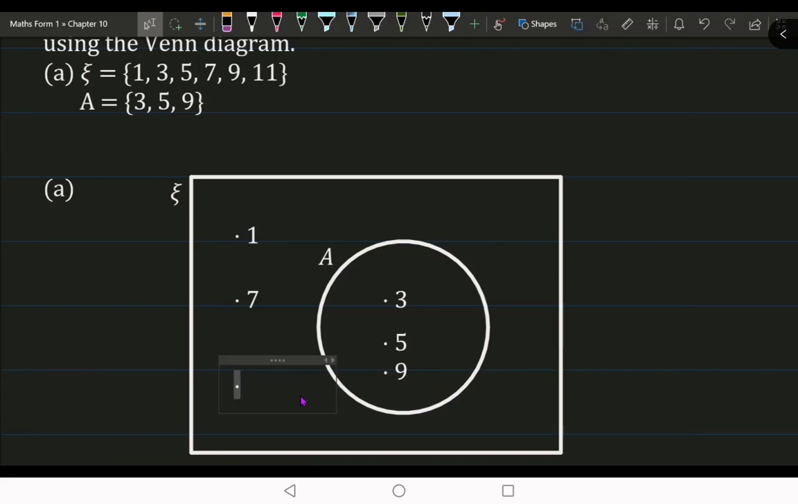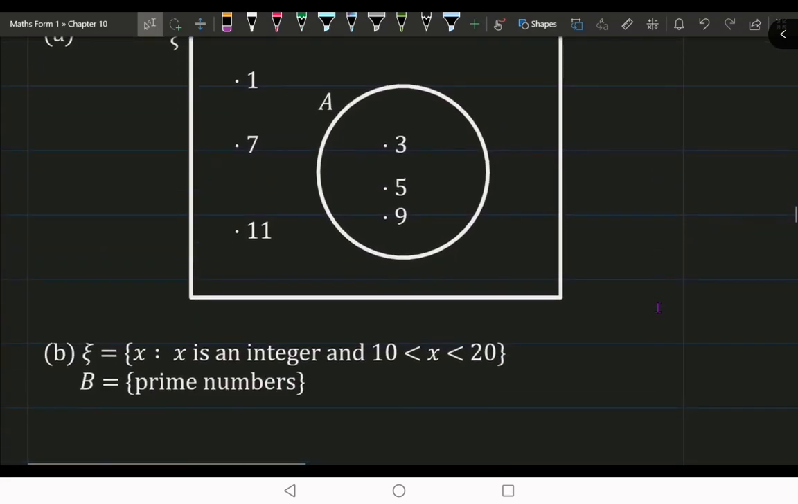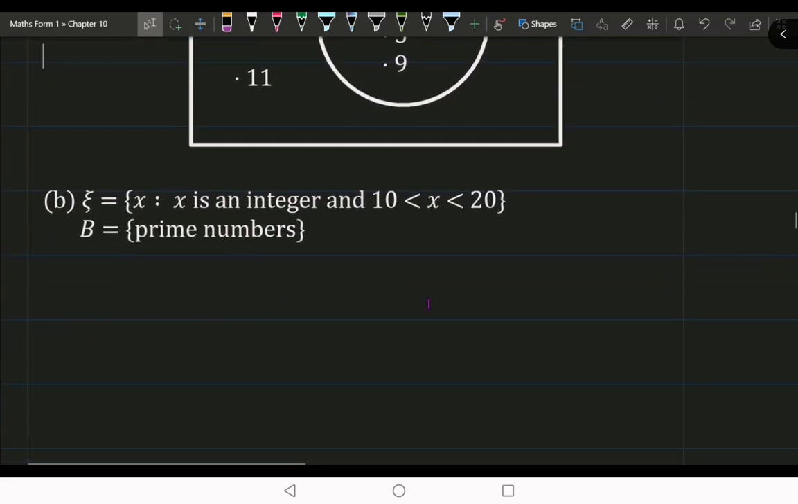So that's all about it. This one is complete, a simple Venn diagram. Okay, do you understand or not? This one you need to understand. Later on, tomorrow, you are going to learn more about this one. You need to apply it. Okay, understand until now? Okay, go to question number B.